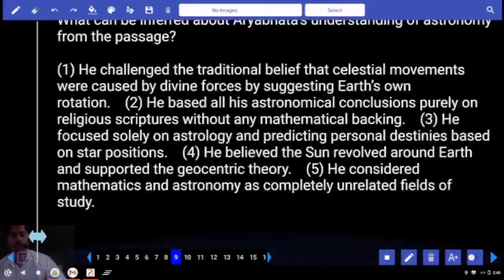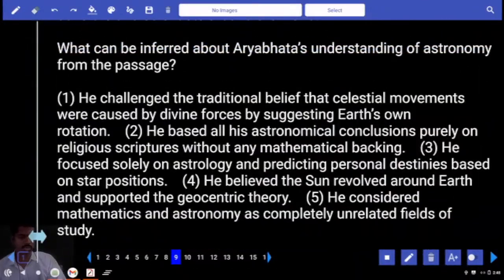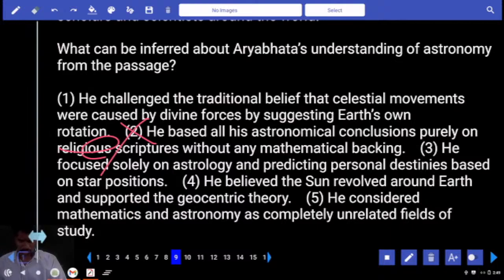Now next is Charaka. He challenged the traditional belief that celestial movements were caused by divine forces by suggesting Earth's own rotation. Maybe. He based all his astronomical conclusions purely on religion? No. He focused solely on astrology and predicting personal destinies? He believed that the sun revolved around the earth, the geocentric theory? He considered maths and astronomy as completely unrelated? Answer, first option.